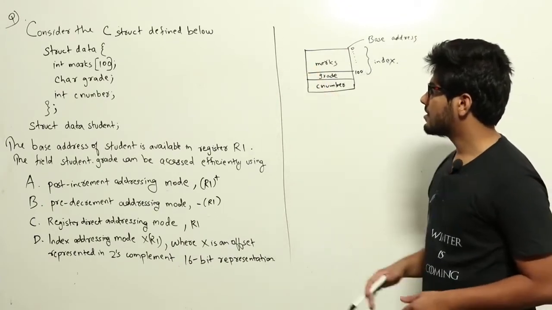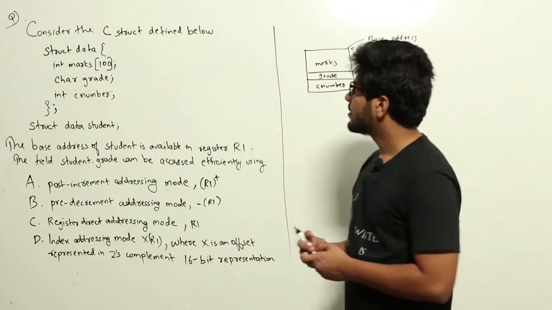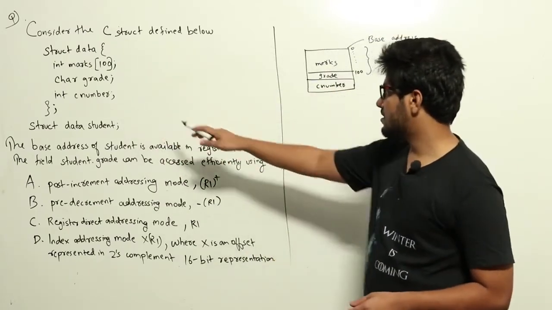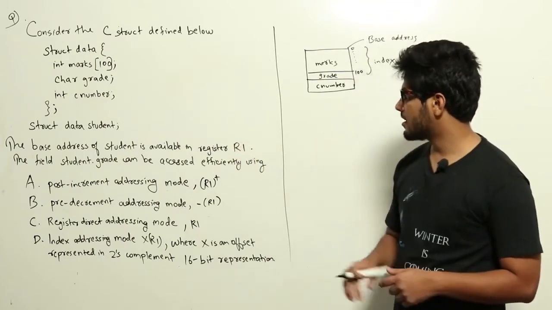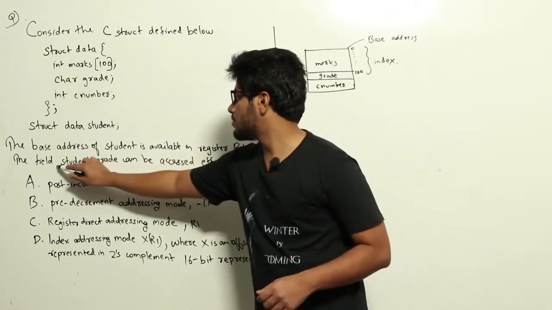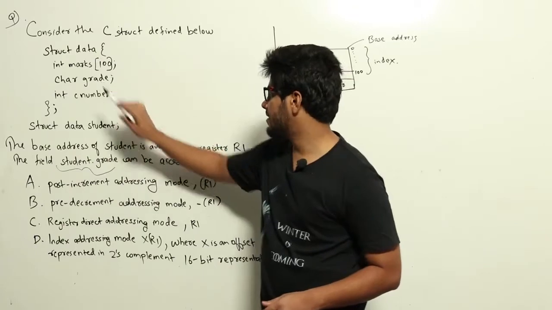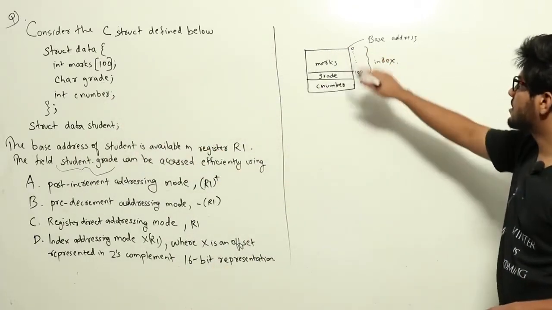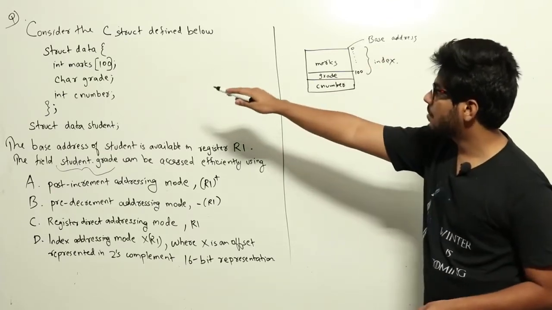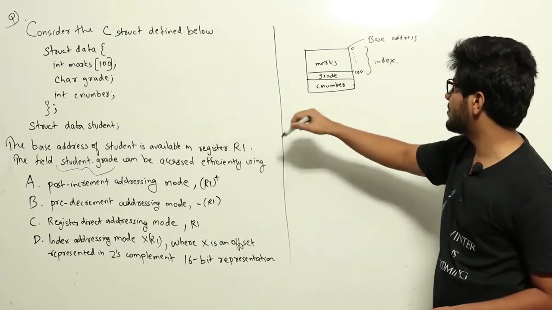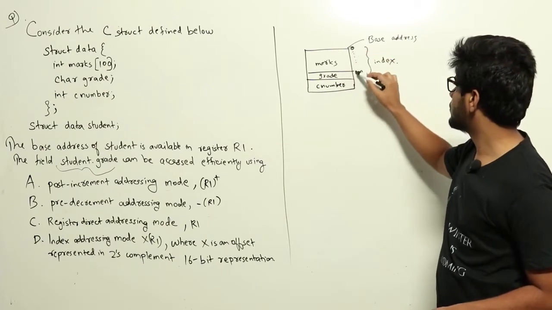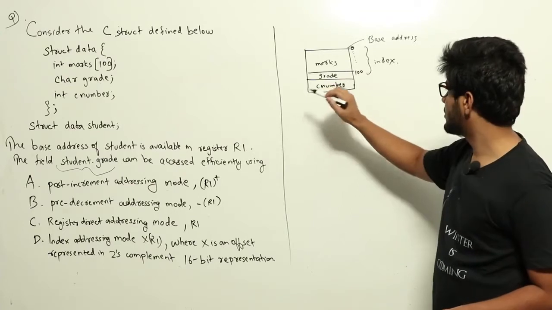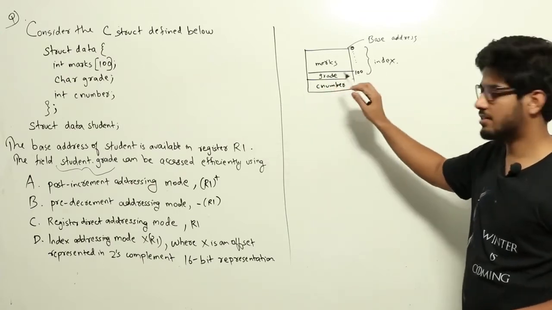So this is a question from addressing modes in computer organization. They have given us this particular struct. There's an instance of that called student, and they're asking us what's the most efficient way to access student.grade using which of these addressing modes. So this is how the struct would be stored. Initially, there will be an integer array of 100 elements called marks, so 0 to 100, it will be marks. After that, there will be a character element called grade. And after that, there will be an integer called cnumber.